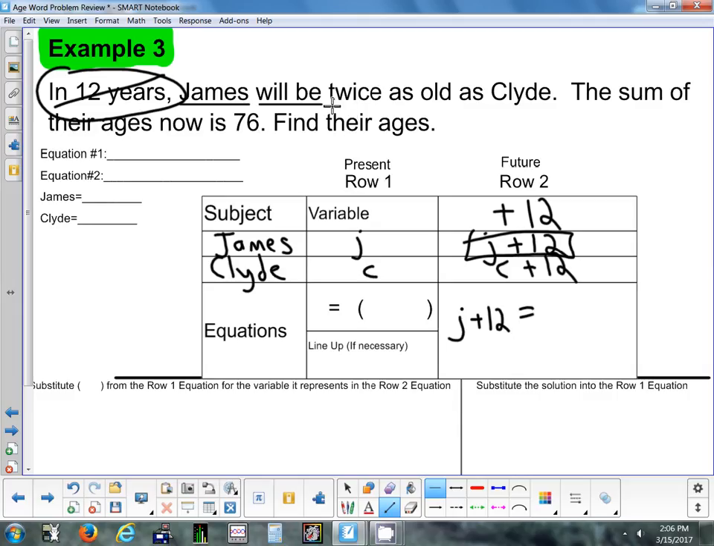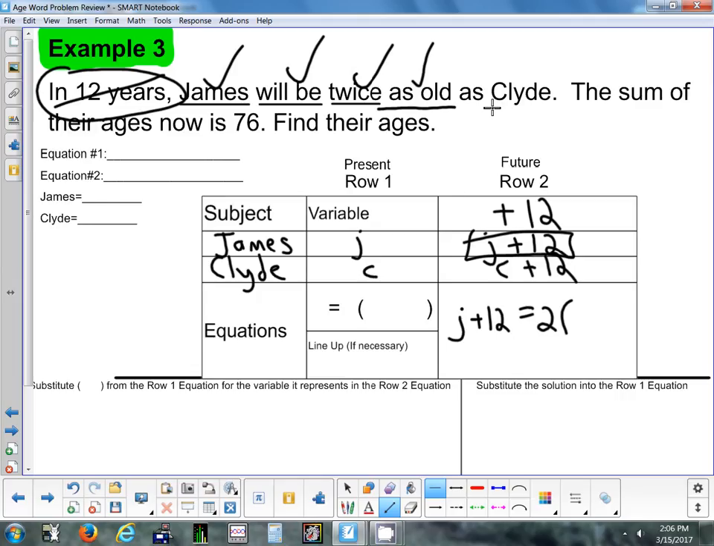So I did James, check. James in the future is J plus 12. Will be, like Maggie just told me, equals. What's the next piece of information that might be important? Ashley? Twice. What should I write? 2. What else could I do? Start a parentheses, right? Good. Twice. We got all that. Good.